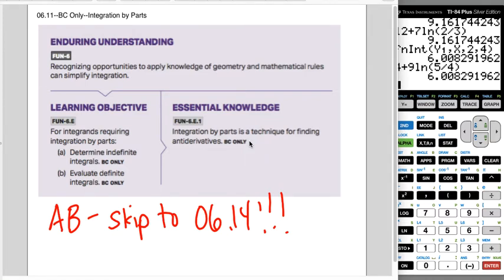All right, this is AP Calculus BC, Unit 6, Section 11. This is BC only. If you are an AB student, stop watching this video and skip to Unit 6, Section 14, because the next 3 sections of Unit 6 are BC only. All right, so this is integration by parts.